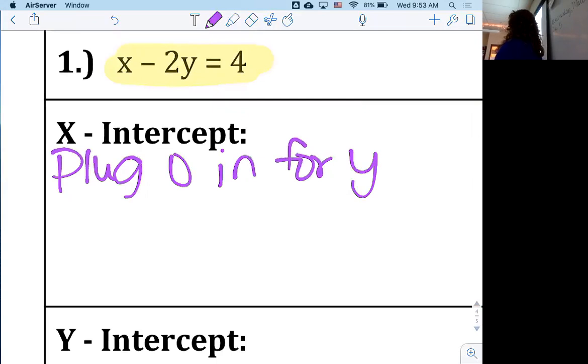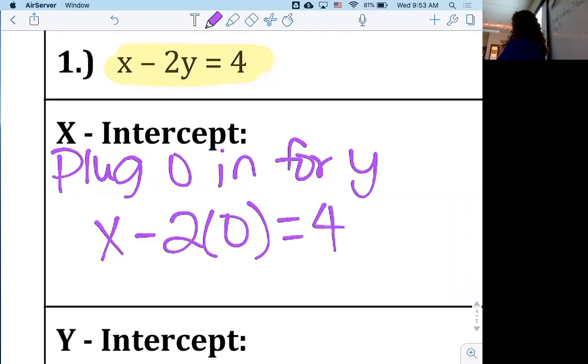A lot of times people think, oh, x-intercept, I plug 0 in for x. No, you're plugging 0 in for the other letter because you want to find out what your x is. So we're going to take that equation, x minus 2y equals 4, and rewrite it with a 0 in place of my y. If I plug a 0 in for my y value, anything times 0 is 0. So that whole negative 2 times 0 is nothing, and we are left with x equals 4.